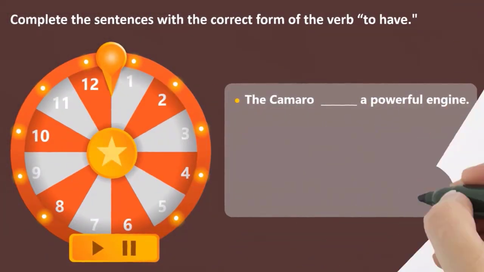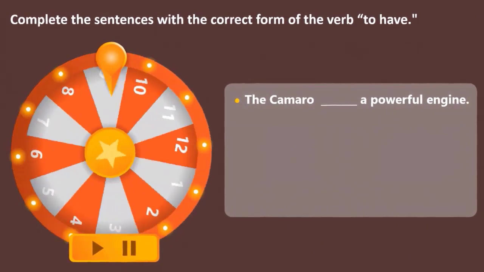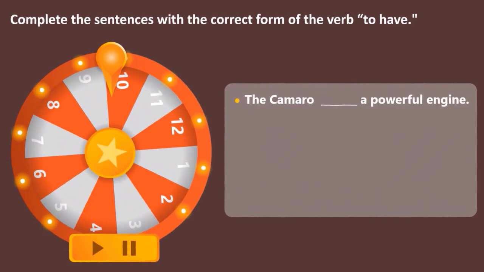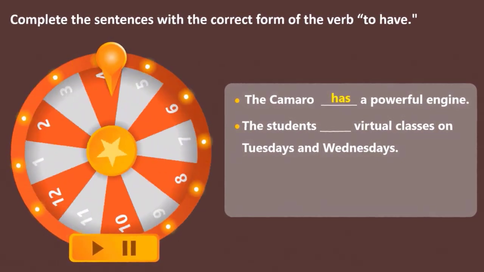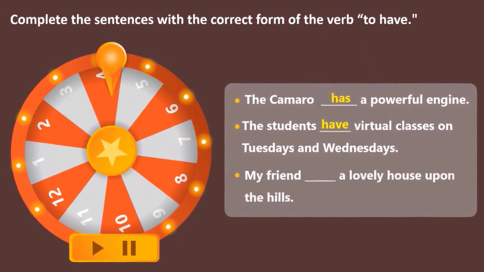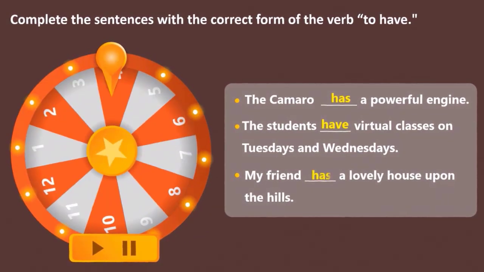Complete the sentences with the correct form of the verb to have. The Camaro, a powerful engine. The correct answer is the Camaro has a powerful engine. The students, virtual classes on Tuesdays and Wednesdays. The correct answer is the students have virtual classes on Tuesdays and Wednesdays. My friend, a lovely house upon the hills. The correct answer is my friend has a lovely house upon the hills.